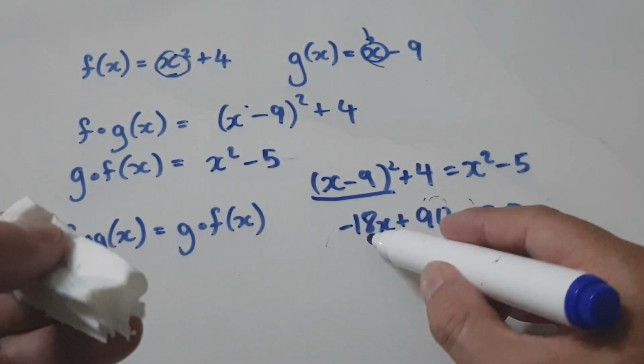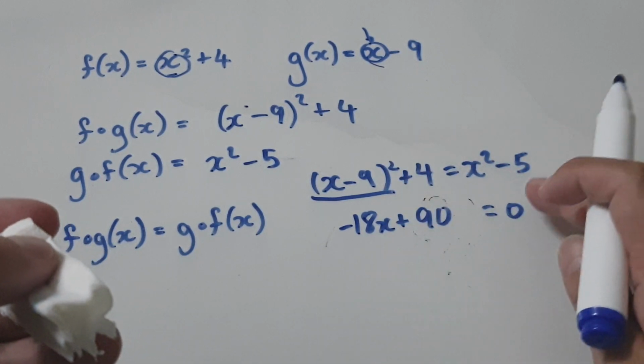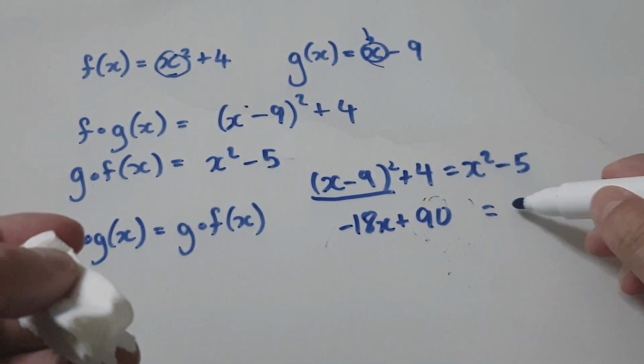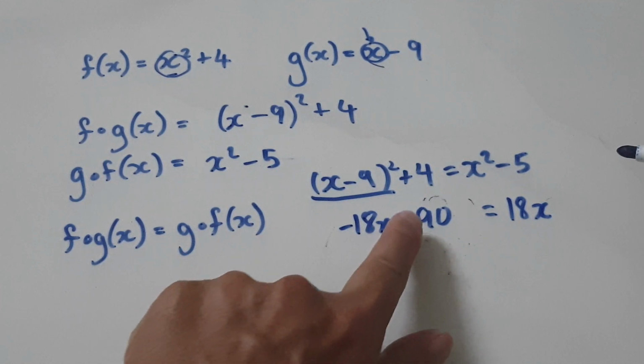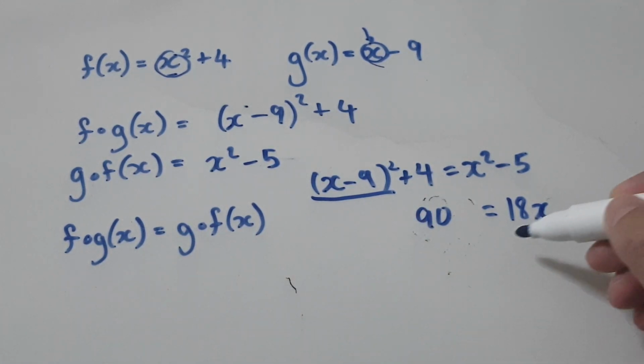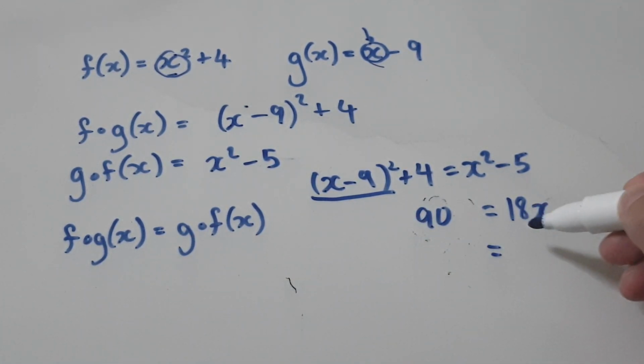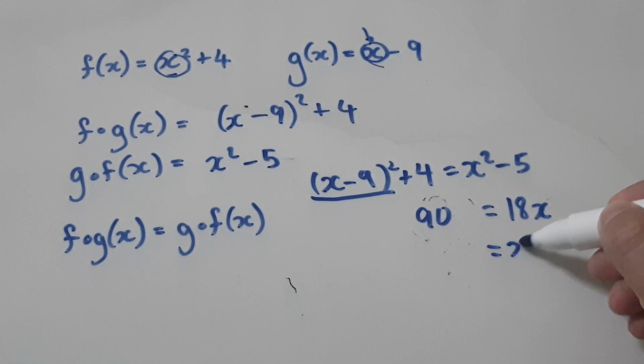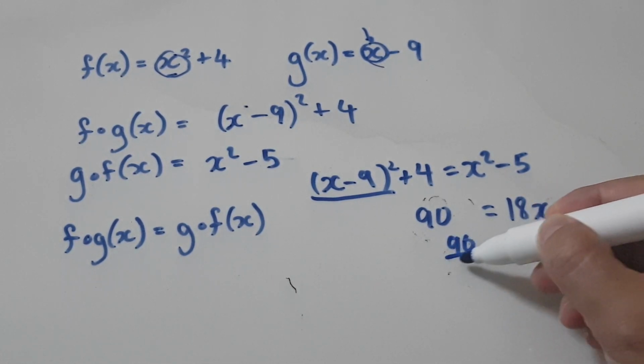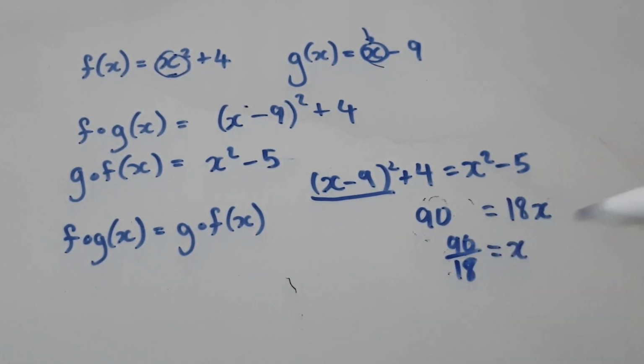Get x on its own. Add 18x to both sides. That will then give you this 18x on this side. And then now divide both sides by 18. So that would be 90 over 18. Okay, and then you can tidy this up.